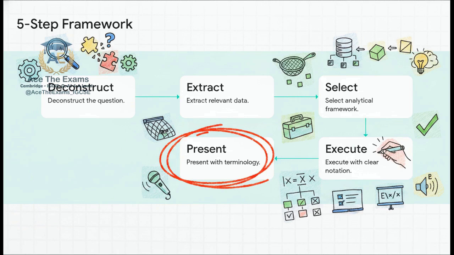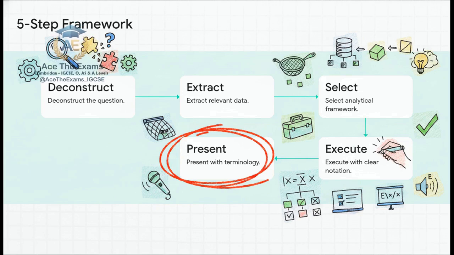All right, let's get into the exact 5-step procedural framework. This is your visual story method for exam day. Step 1. Deconstruct the question. What is the command word really asking? Is it asking you to state, describe, or evaluate? Step 2. Extract the relevant data from the scenario. Who are the users? What are the files?